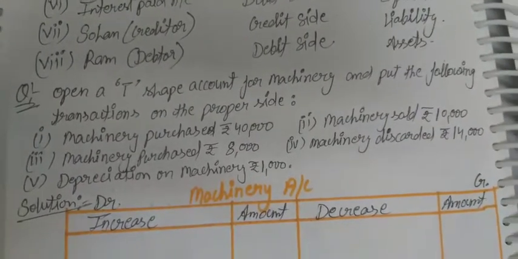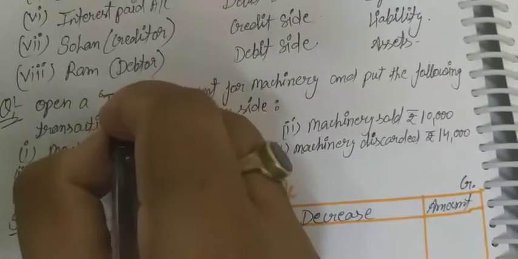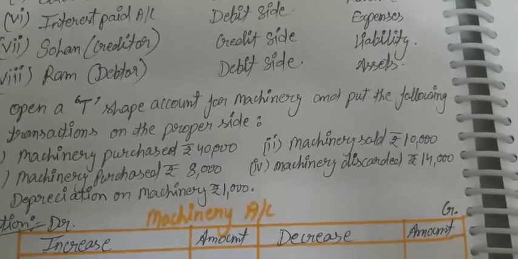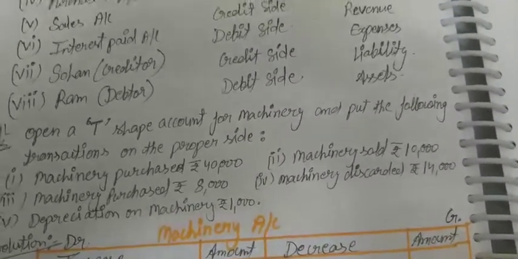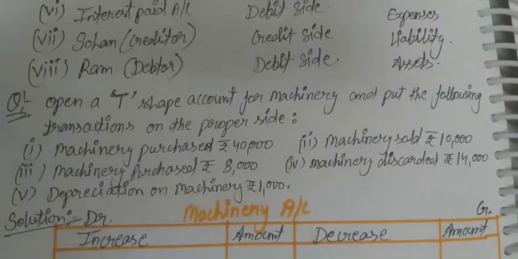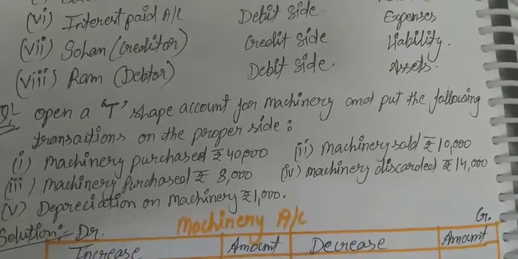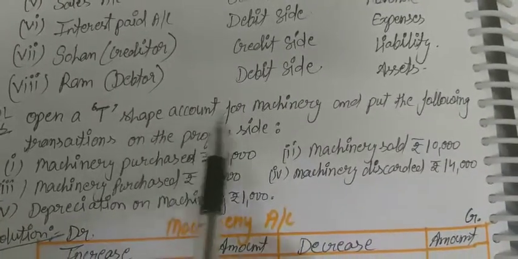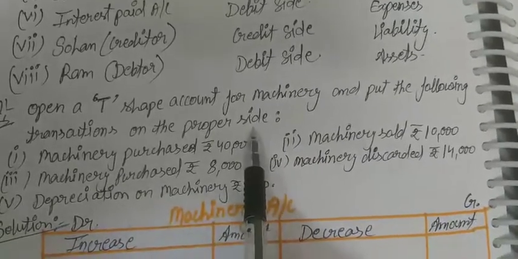Students, we have one more problem in which we have to solve the T-shaped question. So according to T-shaped question, which account will increase in debit and will decrease in which side? So according to increase and decrease, both the side we will have to prepare, and then we will solve the question according to the transaction related to that particular account. Open a T-shaped account for machinery and put the following transactions on the proper side.